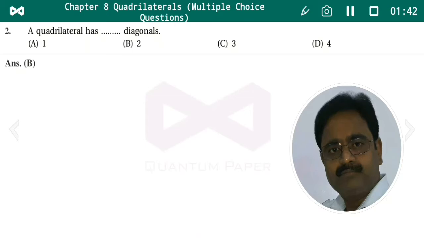Question number 2. A quadrilateral has diagonals. So in a quadrilateral, how many diagonals can we draw? So dear friends, a quadrilateral has two diagonals. Your answer is B. Let us see the next question.